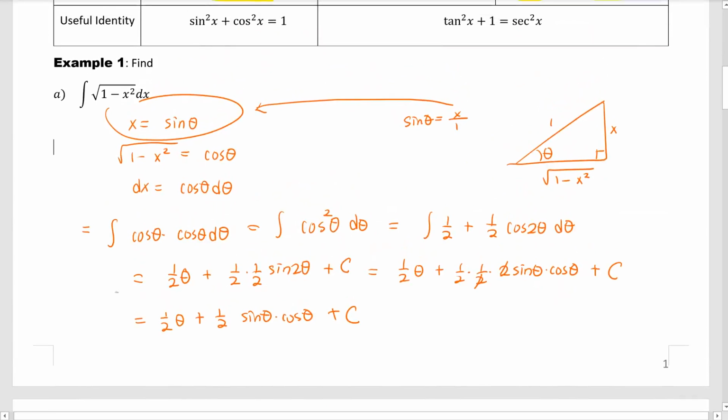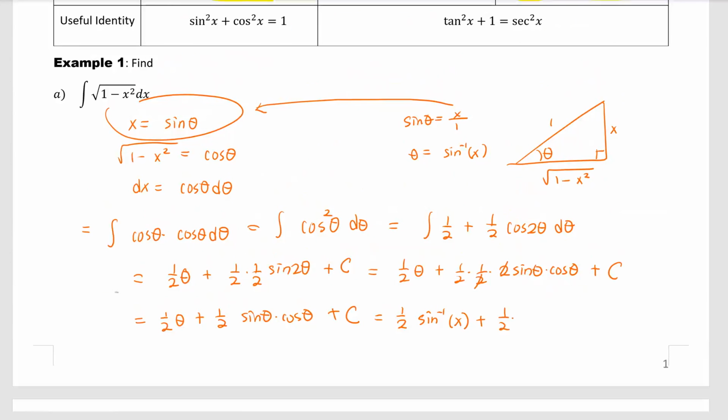what is theta? Well, theta, you take inverse sine, arc sine, on both sides. So theta is arc sine of x, and sine theta is opposite over hypotenuse, that's x. Cosine is adjacent, which is the square root of 1 minus x squared, over the hypotenuse, which is 1. So this is our final answer.